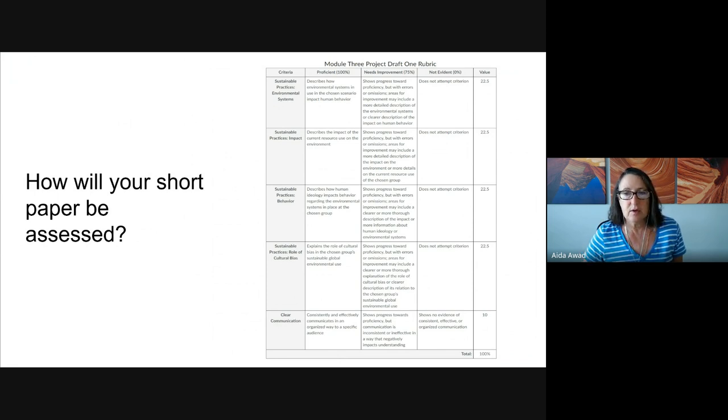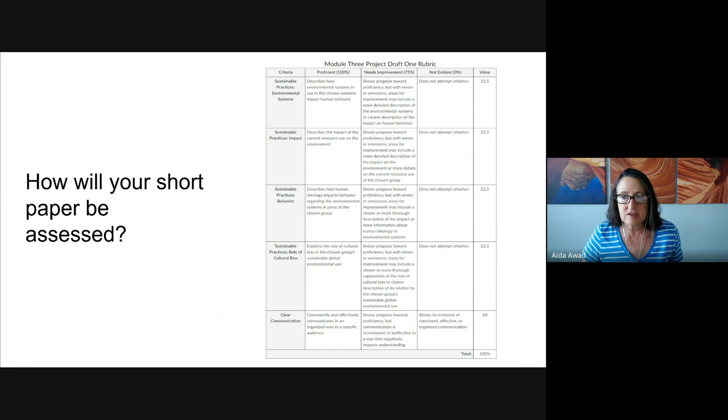Okay, next, you're asked to discuss how human ideology impacts behaviors about the environmental systems in place in the scenario. In other words, what specific examples did you write about that tie into the impact human ideology has on behaviors? Okay, next to the last row, that fourth row, asks you to write about the role of cultural bias in the scenario you chose. Specifically, how does cultural bias impact the group's sustainable global environmental use?